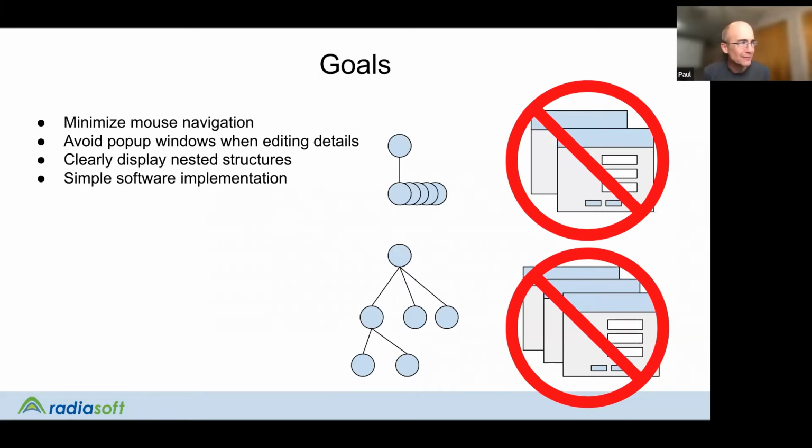Here are some of the goals that we'll aim towards. We'd like to minimize mouse navigation and avoid pop-up windows when editing details. We'd like to clearly display nested structures and provide a simple software implementation. For example, if we have a tree-like data structure, we don't want to resort to showing pop-up dialogues for each node in the tree.